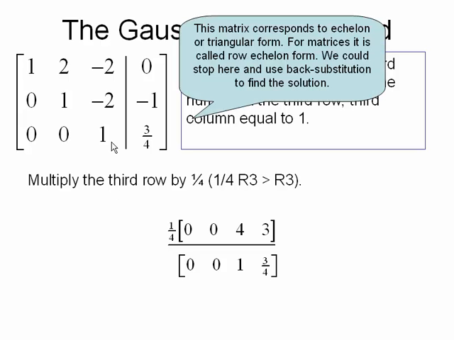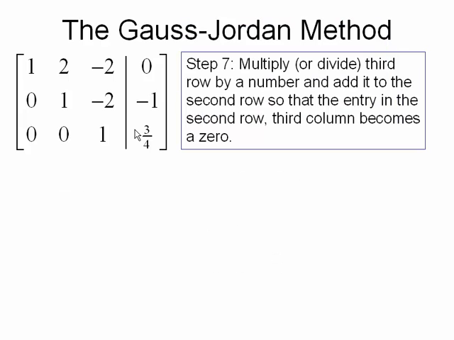So this matrix corresponds to echelon or triangular form. For matrices, it's called row echelon form. And we could stop here, get back our equations with x, y, and z, and use back substitution, but we're going to go a little bit farther.